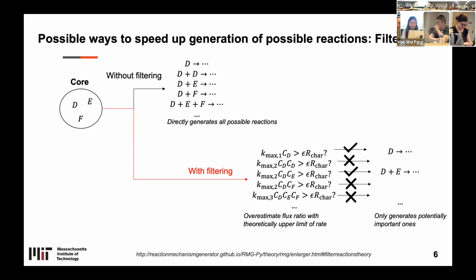So the way you use this is simply in your model settings block, you turn filter reactions to true. And this is quite helpful in terms of limiting the number of reactions that RMG needs to generate and consider.